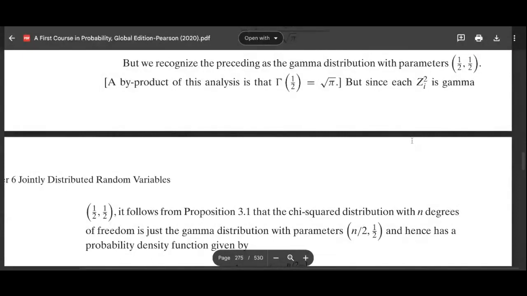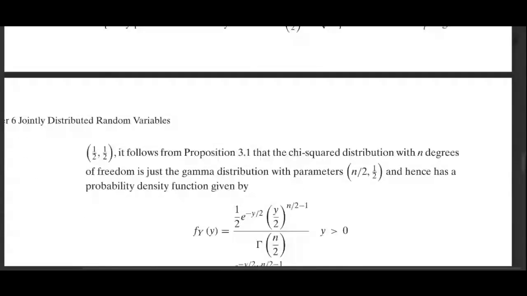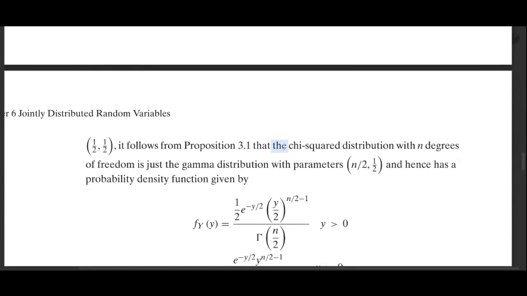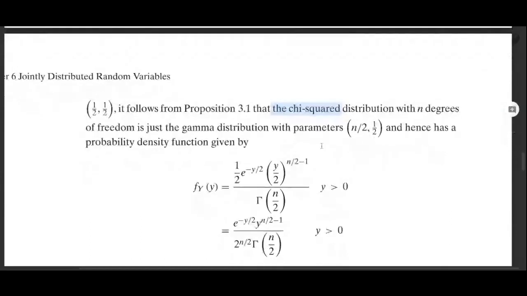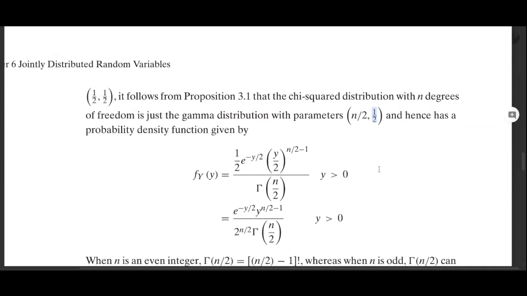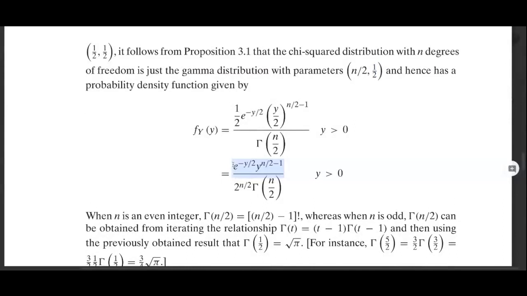But since Zi squared is a gamma distribution with half, it follows from 3.1 that the chi squared distribution with n degrees of freedom is just the gamma distribution with parameters n divided by 2 and a half. Isn't this interesting? Exponential distribution, gamma distribution, chi squared distribution, they are cousins. And hence it has a probability density function that involves gamma of n over 2. Right, so the parameter of gamma is n over 2. Then we still see this n over 2 minus 1, n over 2.